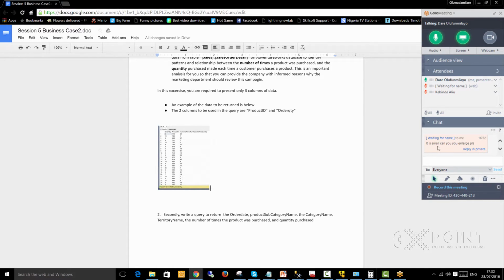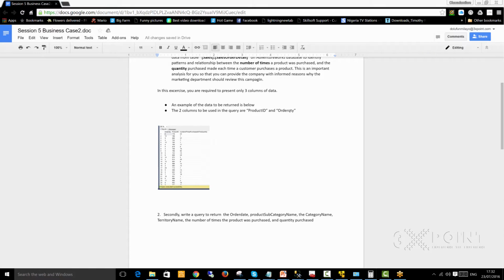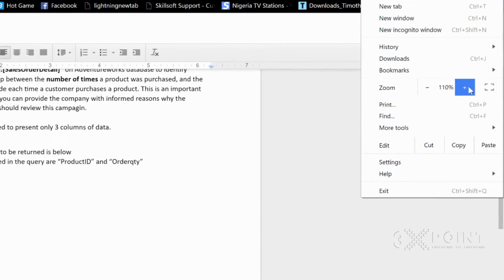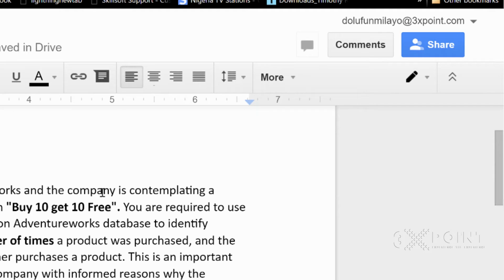Someone is saying something. It is small. Can you enlarge, please? Well, I could try to enlarge. Let's see. Okay, how does it look now? Does it look bigger?